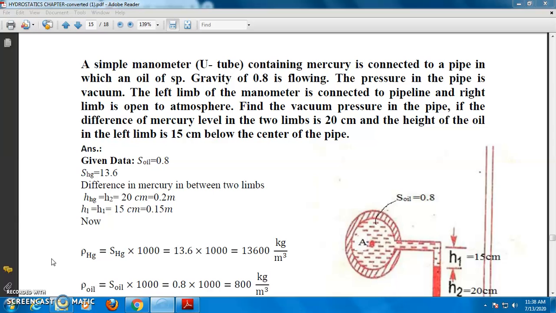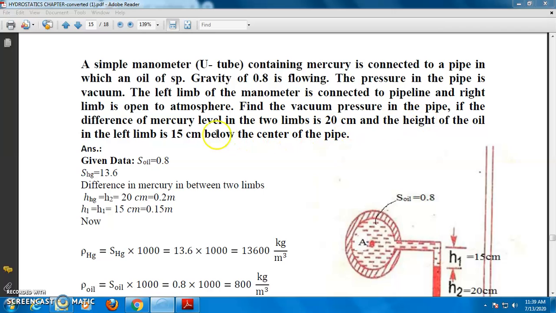First, read the question. A simple manometer containing mercury is connected to a pipe in which an oil of specific gravity 0.8 is flowing. The pressure in the pipe is vacuum. The left limb of the manometer is connected to the pipeline and the right limb is open to the atmosphere. Find the vacuum pressure in the pipeline.